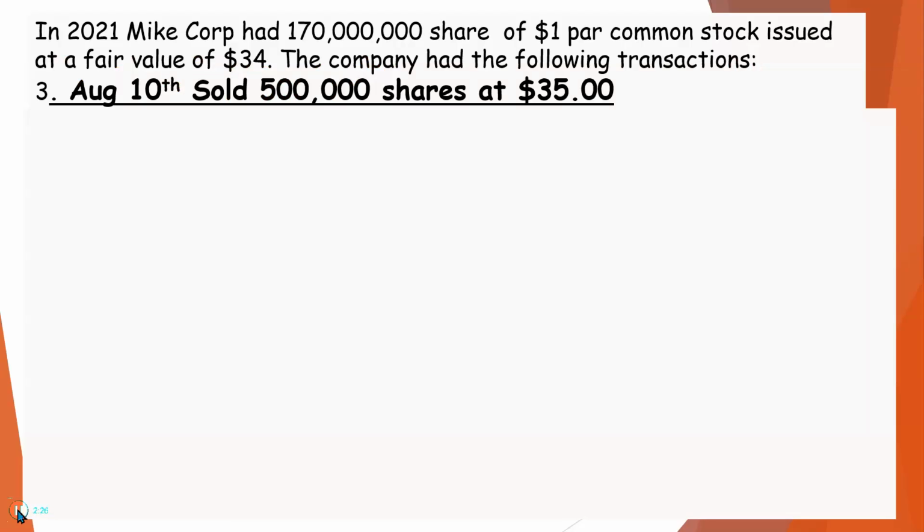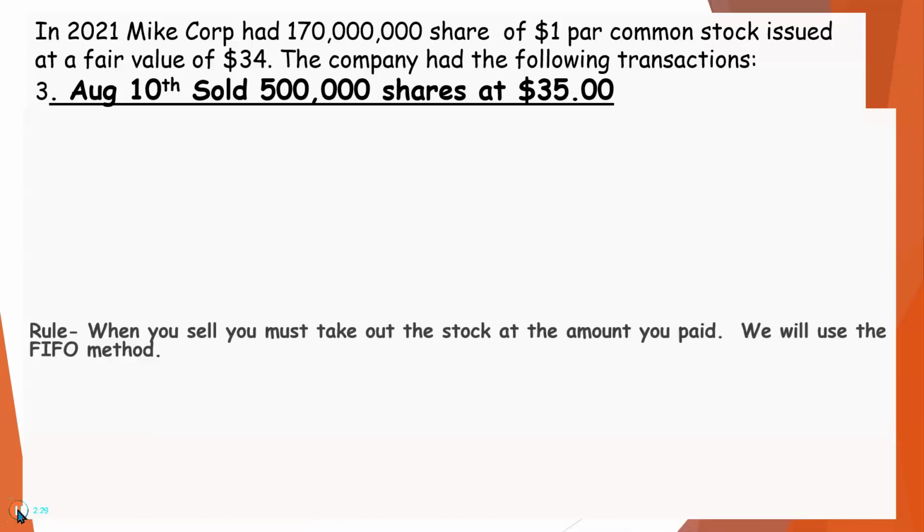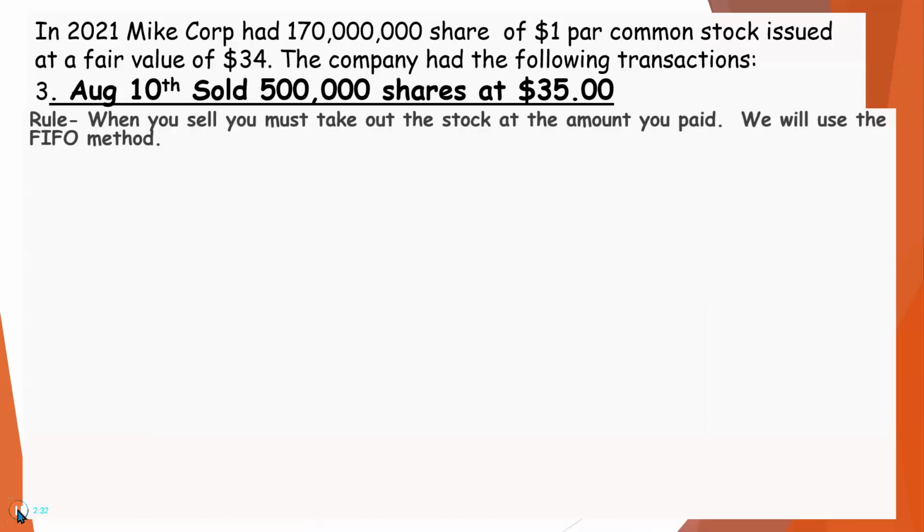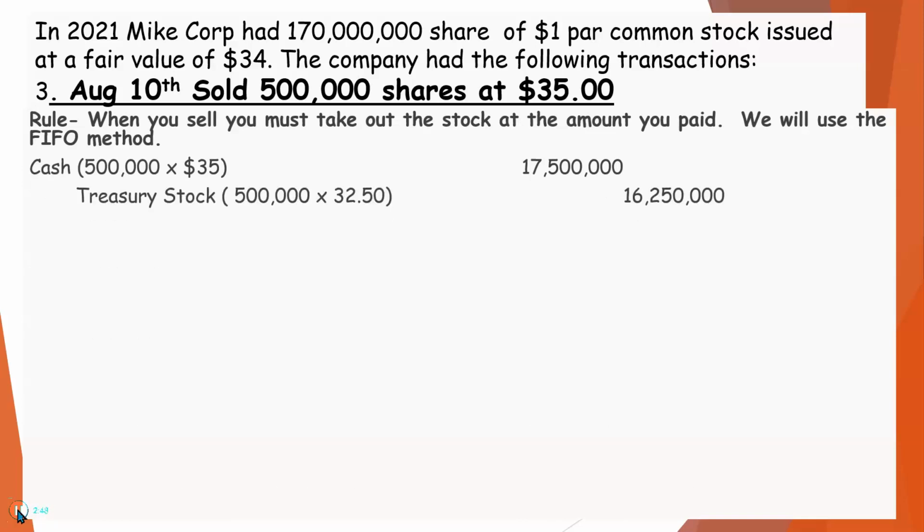So we sold our 500,000 shares at $35. So, rule, when you sell, you must take out the stock at the amount you paid for it. We're going to use the FIFO method, which is the first in is the first out. So, we're going to debit cash, 500,000 times $35. Treasury stock, 500,000 times $32.50, which is what we paid for it. Paid in capital share repurchase, the difference is going to go to that account.